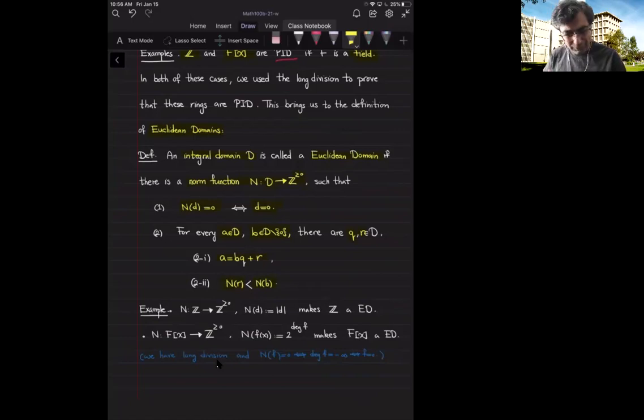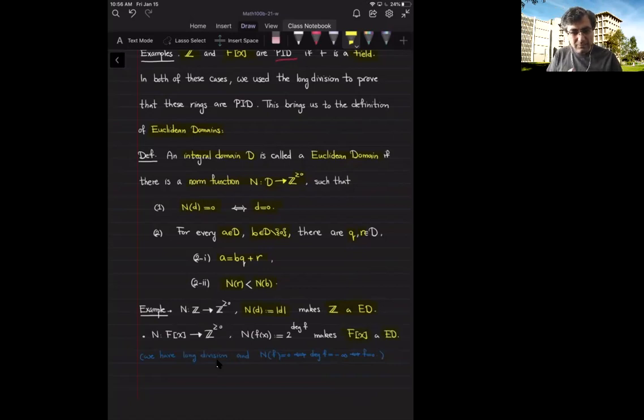For instance, what are the examples? The ring of integers is a Euclidean domain if I use long division. And what is my norm function? The norm function just sends every integer to its absolute value. If you think about it, and I encourage you to do so, long division implies that the ring of integers is indeed a Euclidean domain. For the ring of polynomials with coefficients inside a field, it might seem a bit more tricky. We should definitely use the degree function.